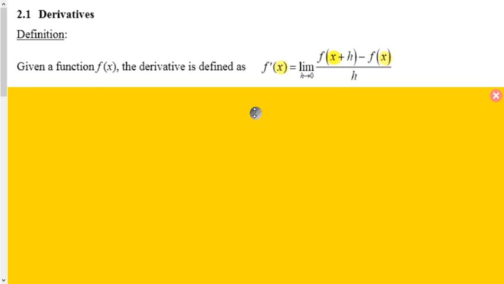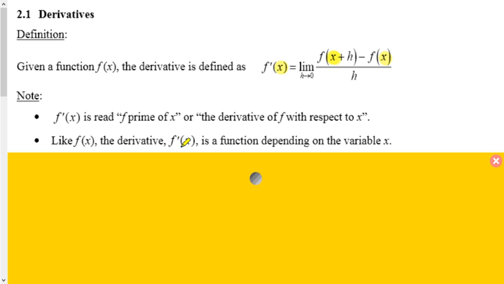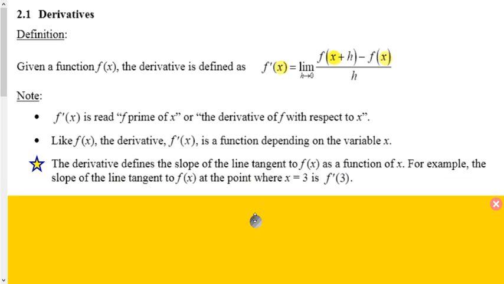This is read f prime of x, or the derivative of f with respect to x. So what happens when we find this limit is we get some function where x is our independent variable. Just like the function f of x, the derivative f prime of x is a function that depends on the variable x. Well, this definition didn't have any words in it, so this next line gives us some words to help us understand.